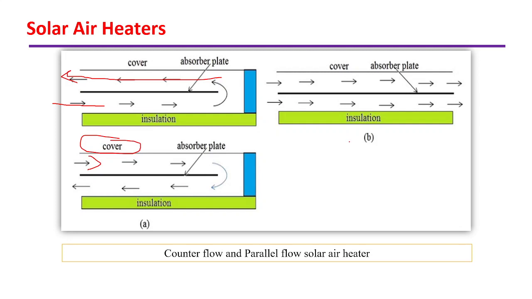In another way, when we are not providing this circulation inside the system, we can have a parallel system. Air will be passing parallelly through the insulation side as well as the cover side. So these are the basic classifications of solar air heaters based on the flow of the air or the air passage.